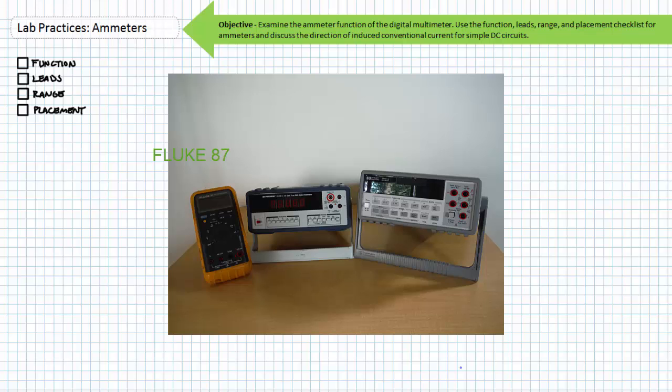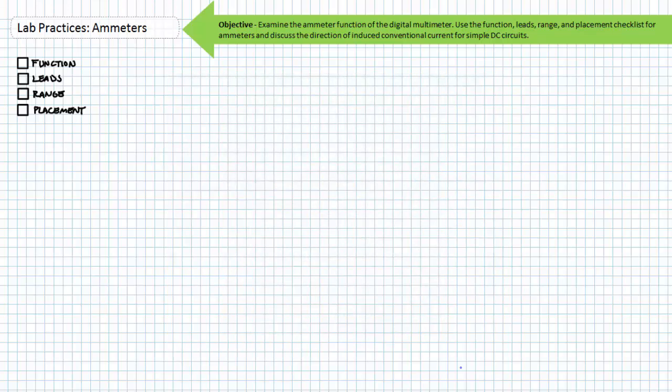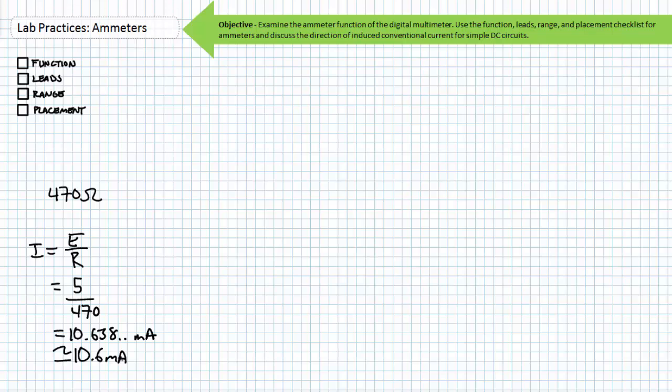We'll use a 5-volt DC power supply, supplying our resistor with the following 4-band color code: yellow, purple, brown, gold. In this case, this is a 470 ohm resistor. What is the current you'd expect to observe for a 5-volt drop across a 470 ohm resistor? Ohm's law states that current is equal to voltage divided by resistance. 5 volts divided by 470 ohms yields approximately 10.6 milliamperes of current.